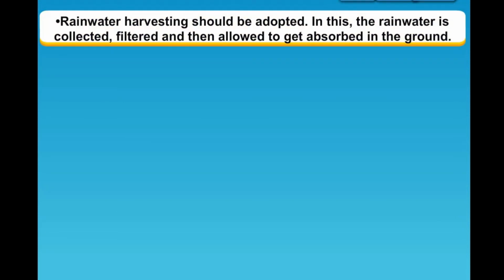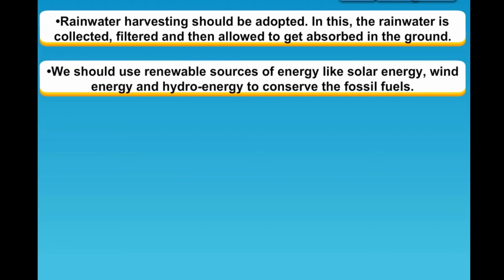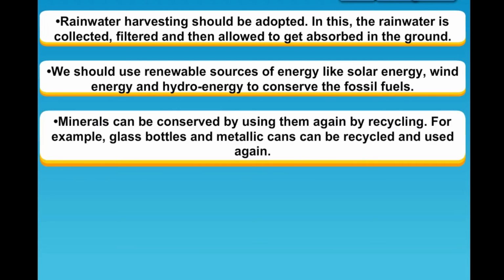Rainwater harvesting should be adopted. In this, the rainwater is collected, filtered, and then allowed to get absorbed in the ground. We should use renewable sources of energy like solar energy, wind energy, and hydro energy to conserve the fossil fuels. Minerals can be conserved by using them again by recycling. For example, glass bottles and metallic cans can be recycled and used again.